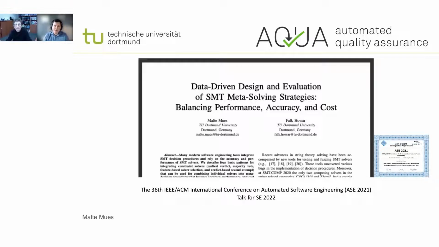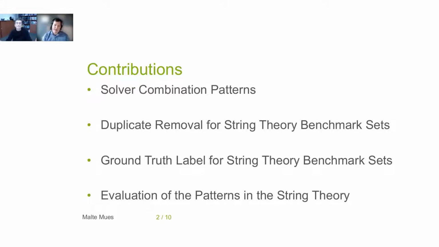What we do in the paper is talk about how to combine different SMT solvers to form meta-solving strategies. I will highlight some parts of the paper, which are solver combination patterns. Then I will talk about how we process different existing string theory benchmarks in the literature and how we computed all the necessary metadata to run experiments and to compare performance. At the end, I will talk shortly about the evaluation of different SMT meta-solving strategies and how we use these presented patterns in the context of SMT solving.